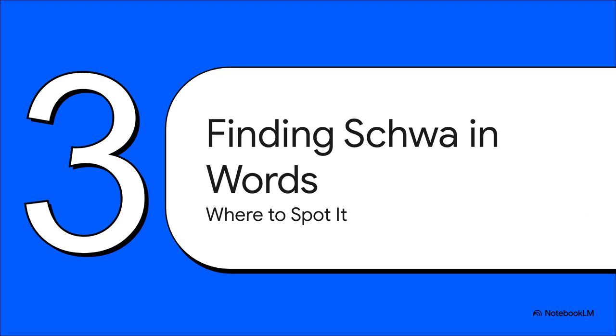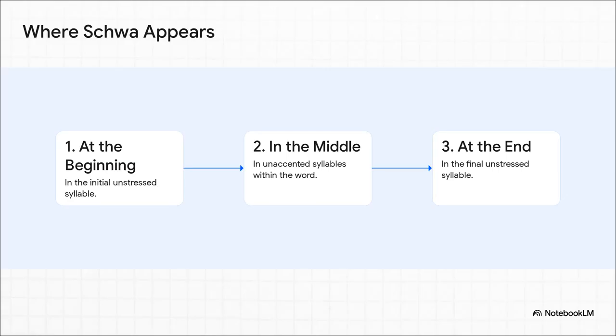Okay, so now you know what it is. That's the easy part. The real trick, the real skill, is learning how to spot it out in the wild, in everyday words. So where do we even start looking for this thing? Well, luckily for us, there's a bit of a pattern. You can usually find the schwa in one of three main places: right at the start of a word, tucked away somewhere in the middle, or hanging out at the very end.